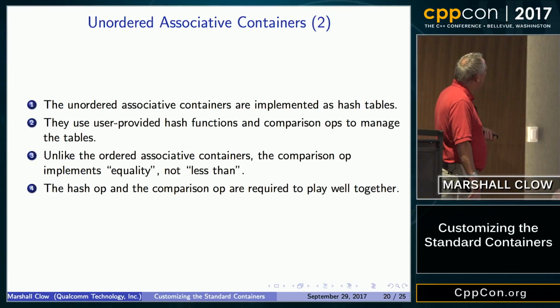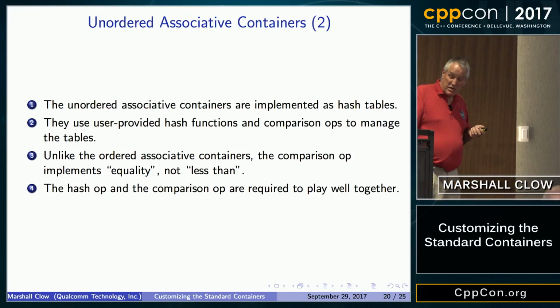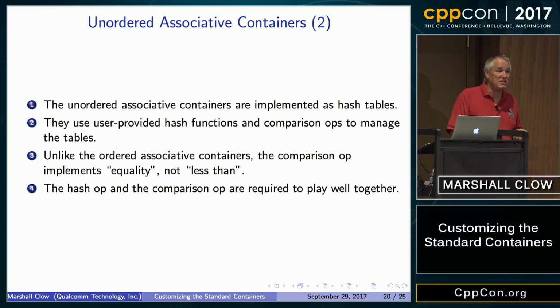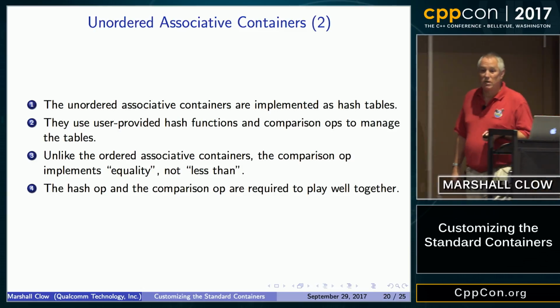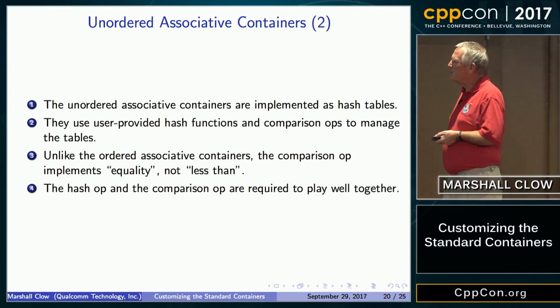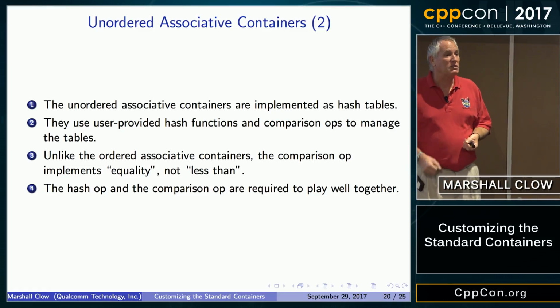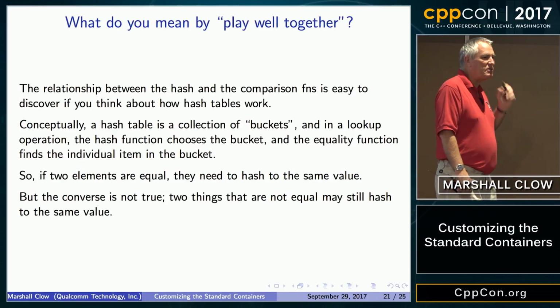They implement as hash tables, right? The predicate implements equality, not less than. It doesn't try to impose an order on your things. It just says, is this the same as the other? And the hash function and the comparison operator are required to play well together. What the heck does that mean?